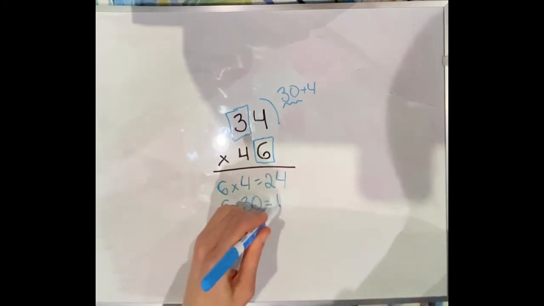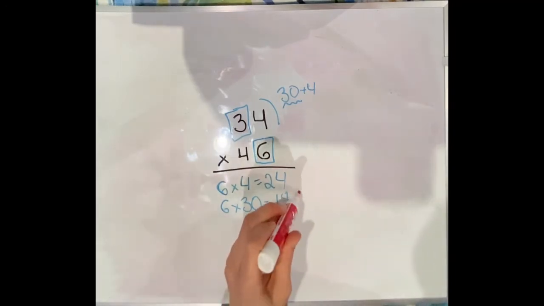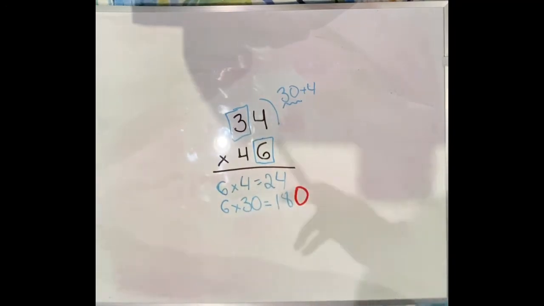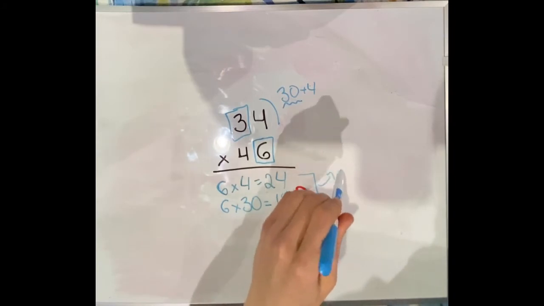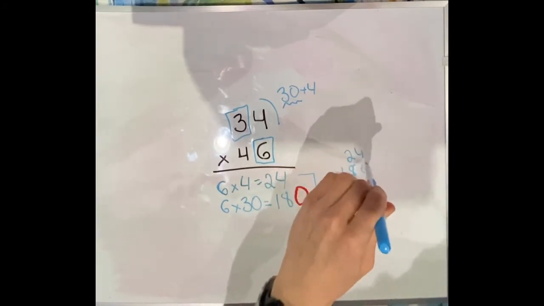6 times 3 is 18, so 6 times 30 must be 180. So if we want to know what 34 times 6 is, we can just add these results together to get 204.